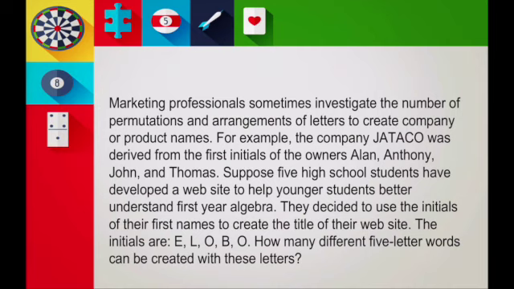Suppose 5 high school students have developed a website to help younger students better understand first-year algebra. They decide to use the initials of their first names to create the title of their website. The initials are E, L, O, B, and O. How many different 5-letter words could be created with these letters?